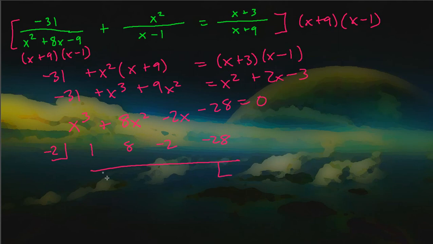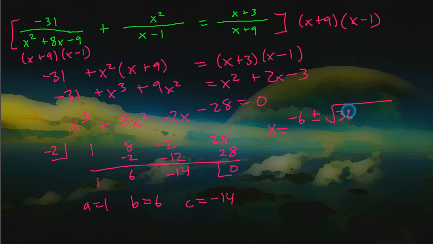So we do our synthetic division so that we can get a quadratic down here. So 1, -2, 6, -12, -14, 28, 0. So we got a 0 here. This worked. So this is a quadratic where a is 1, b is 6, and c is -14. So I'll use the quadratic formula. So I get x equals -b, so -6 plus or minus the square root, b squared, so 36 minus 4 times a times c, all over 2a, so 2 times 1 is 2.